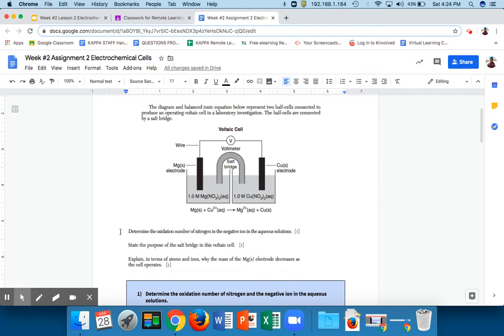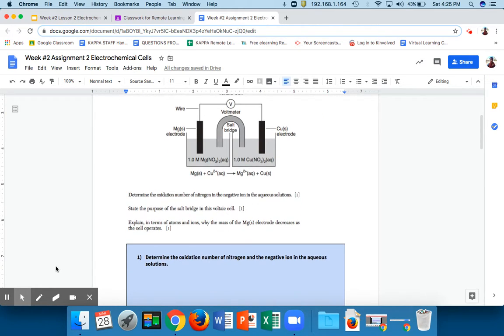1. Determine the oxidation number of nitrogen in the negative ion in the aqueous solutions. 2. State the purpose of the salt bridge in this voltaic cell. And 3. Explain in terms of atoms and ions why the mass of the Mg solid electrode decreases as the cell operates. So question 1, determine the oxidation number of nitrogen in the negative ion in the aqueous solutions.